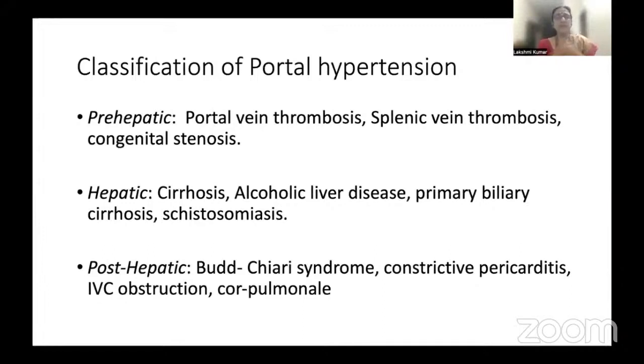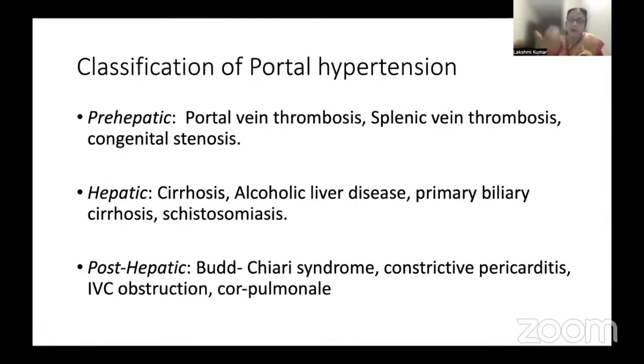Portal hypertension is classified as pre-hepatic, before the portal vein. That is, portal vein thrombosis, a splenic vein thrombosis, or congenital stenosis at that point. Hepatic, or within the structure of the liver. This is a structural alteration of the liver by cirrhosis, alcoholic liver disease, primary biliary cirrhosis, inflammatory disorders, as well as infective causes like schistosomiasis, which is another reason for the development of portal hypertension, they say, in the African subcontinent. And the post-hepatic is the part where there is venous drainage from the liver.